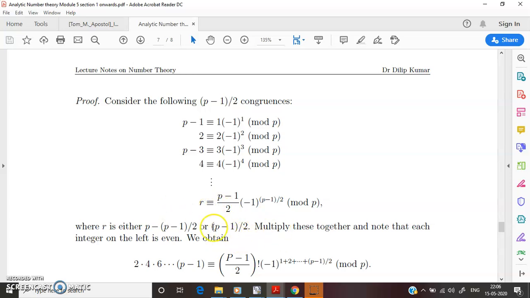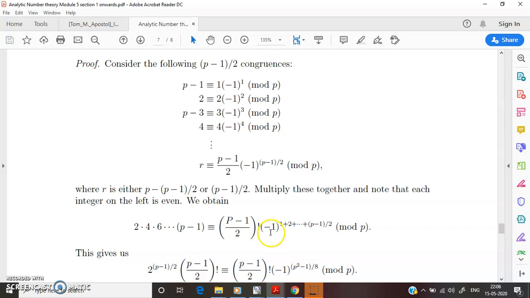If you take from (p minus 1)/2 up to p minus 1, you will get this number, and you then take the common factor 2 and divide it, and you will get only even numbers, 2, 4, 6, etc., up to p minus 1. And here if you multiply, clearly that is 1 2 3 4 etc. up to (p minus 1)/2, so it is (p minus 1)/2 factorial, and this one is minus 1 raised to 1 plus 2 plus 3 plus etc. up to (p minus 1)/2, mod p.